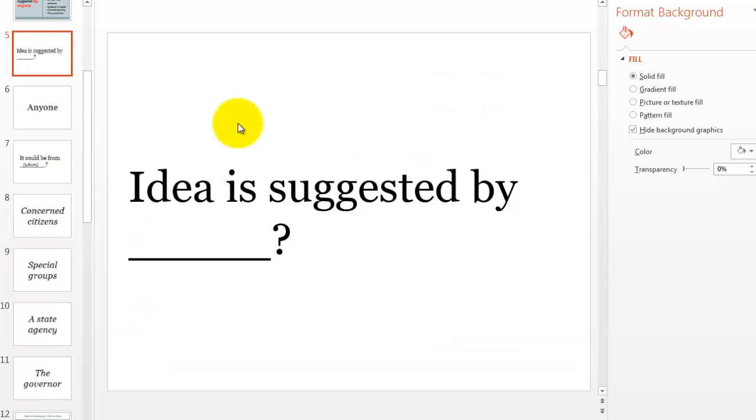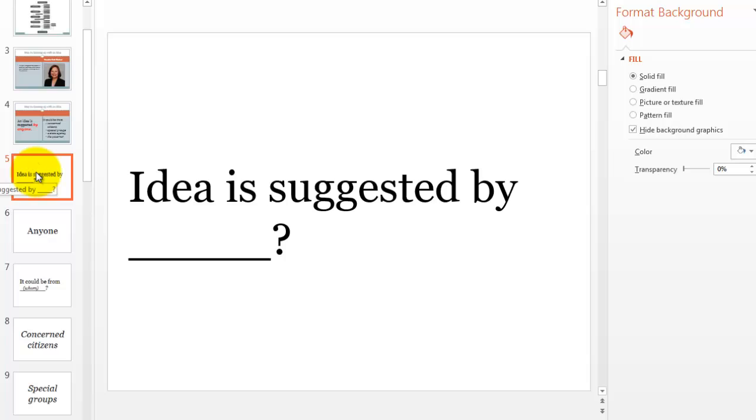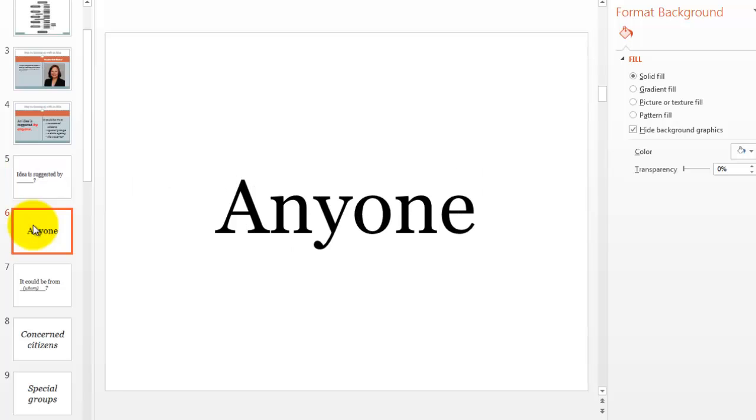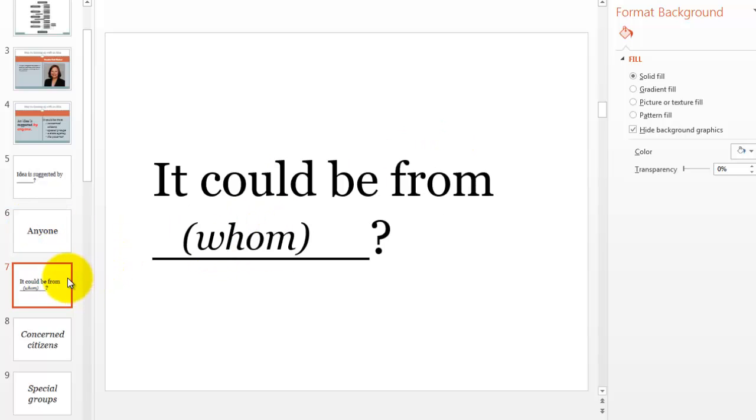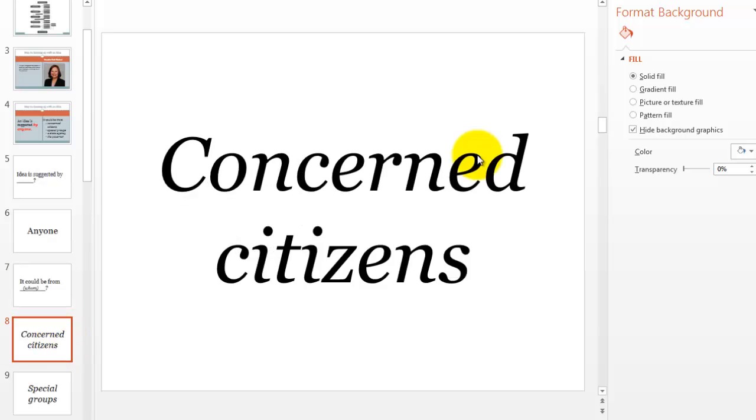So now I want to show you how you can use pictures this time to support, to aid your speaking. In that case, you could probably use the same slides for some parts. Idea is suggested by, and you ask questions and they brainstorm and you provide the answer, anyone. Then it could be from whom, then you ask this question and your students are going to guess who. Then instead of providing the key concepts in text, here you can show pictures.